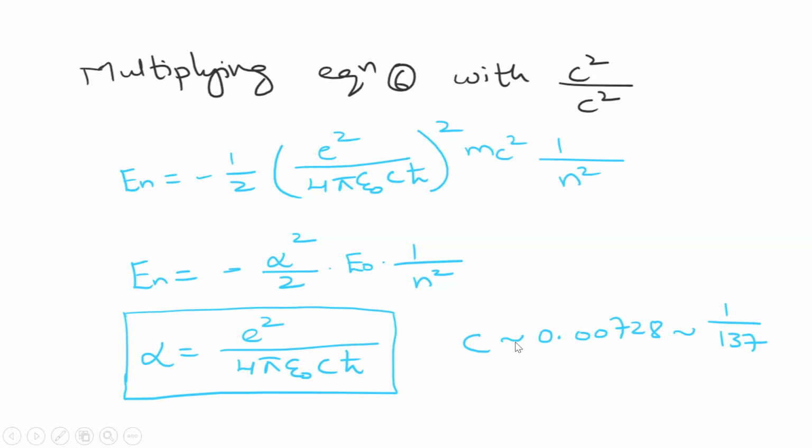And when we substitute the values of these constants, we get the alpha value approximately equal to this. This is experimentally verified as well, which is approximately this value, that is 1 by 137. So this is the derivation of the fine structure constant.